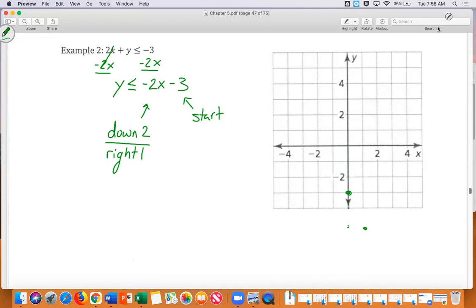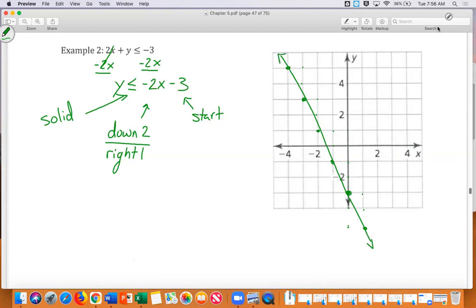How do I get from this point to this point? I would go up 2 and to the left 1. Up 2 to the left 1, up 2 to the left 1. Do you see how my points all look in a line now? From here, I'm going to look at my sign. This says it's solid. I'm going to come through here and make my best solid line.